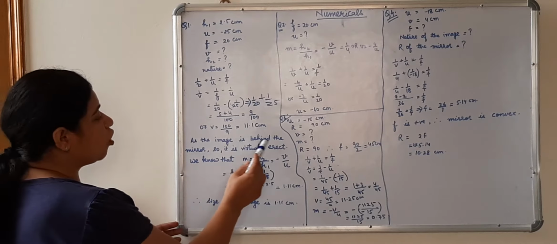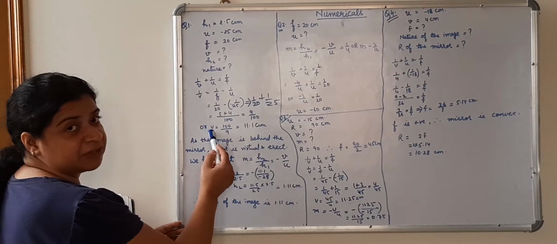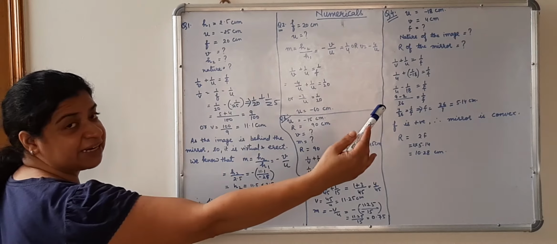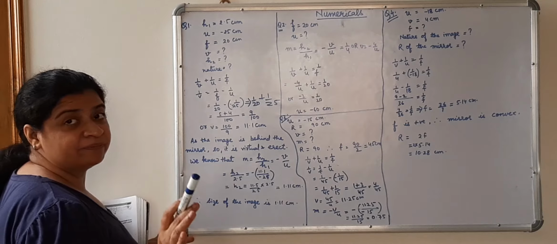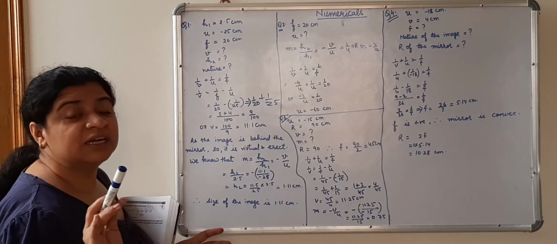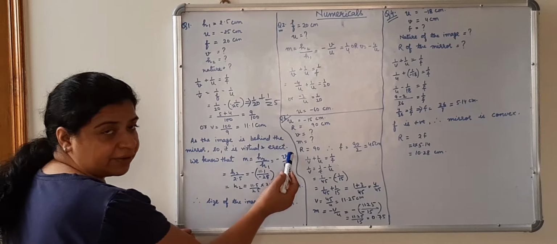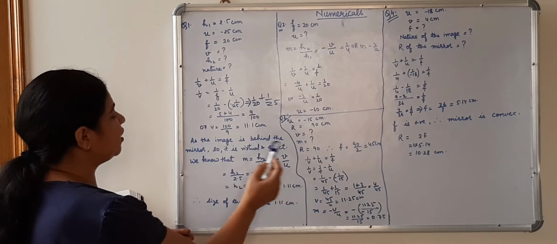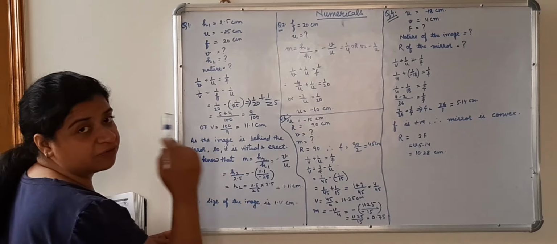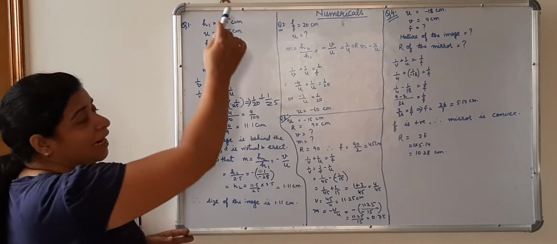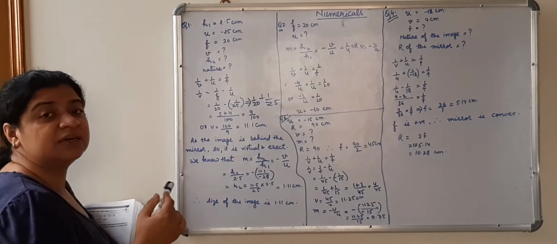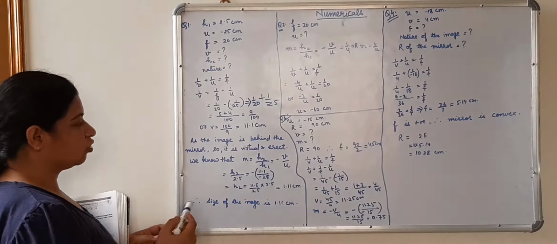As the image is formed, there is no negative sign with v. That means the image is on the right hand side. And also they have told us that it is a diverging mirror. So definitely, children, it has to be a virtual and erect image. So the nature of the image is virtual and erect. From where have you come to know? From v also, and as it was told in the question that it's a diverging mirror, from that part also.